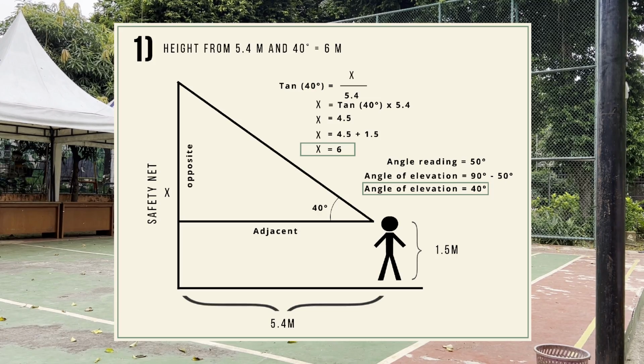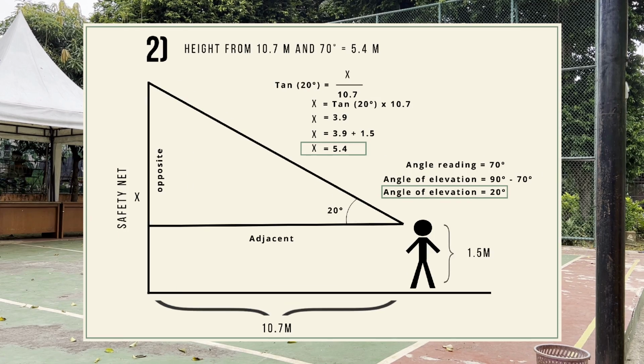Tangent 40 is equal to x over 5.4. X is now tangent 40 multiplied by 5.4, which is equal to 4.5. But it doesn't end there. The height of my eyes to the ground is 1.5 meters. 4.5 plus 1.5 is 6 meters. The height for distance 1 is 6 meters. Now applying the same routine to the second distance gives us a height of 5.4 meters.